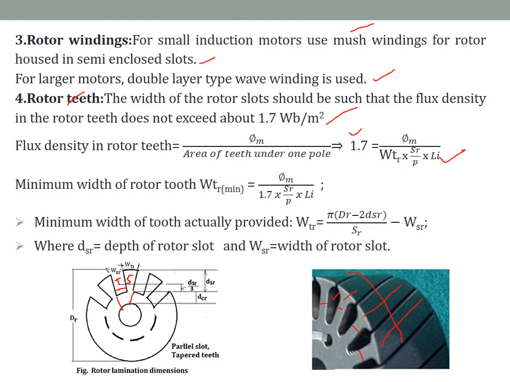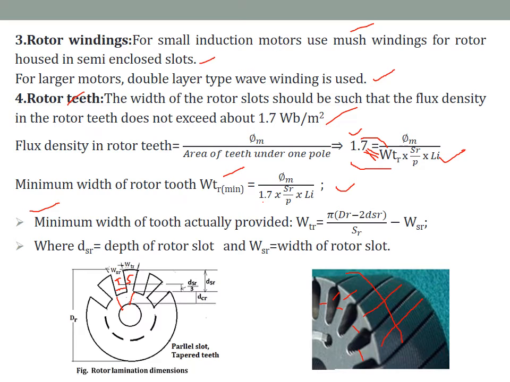Now from this, the minimum width of the rotor tooth WTR can be found out using this equation. You bring this side and you take this side, okay, WTR you take this side. So WTR minimum is equal to phi m divided by 1.7 into SR by P into Li. Then the actual minimum tooth width provided.